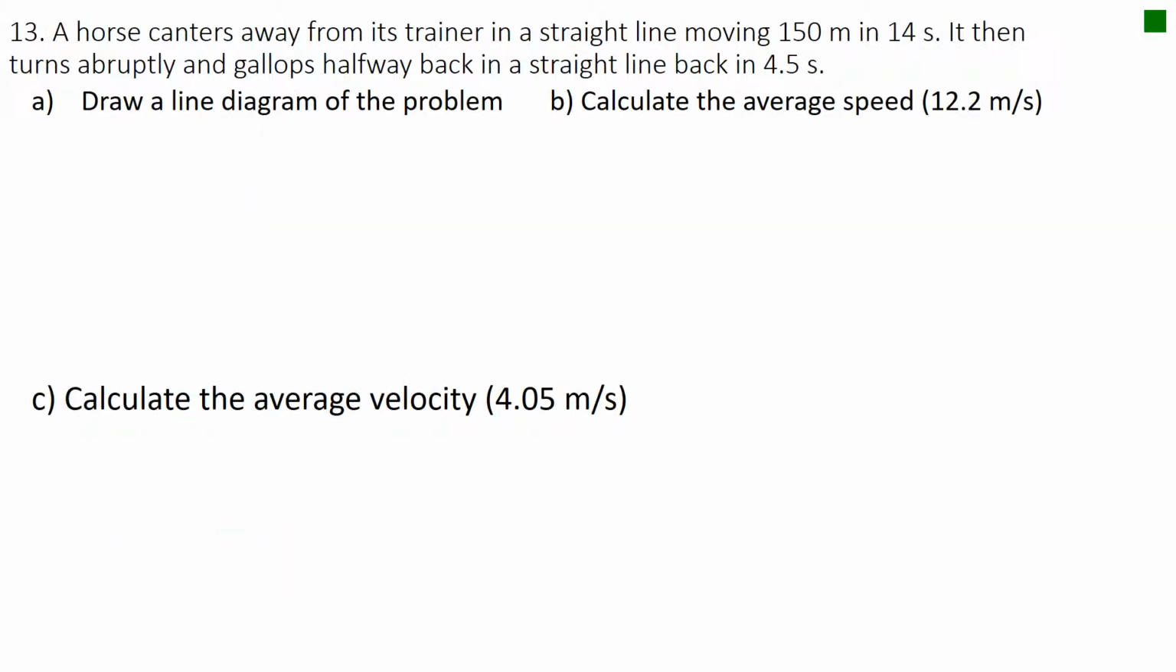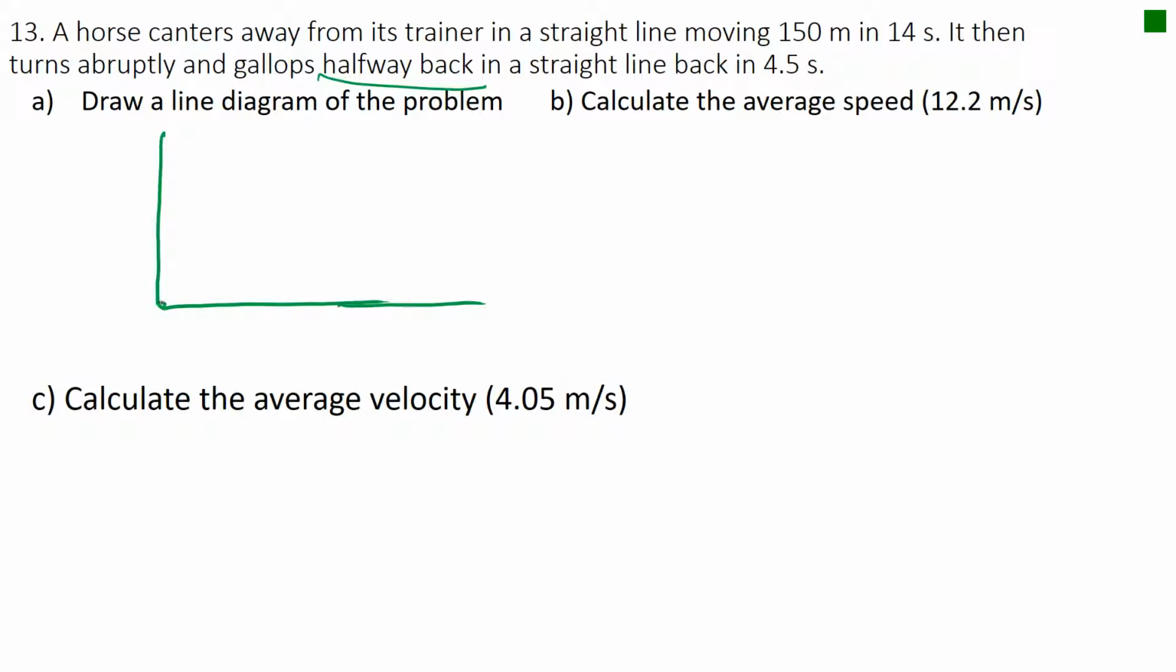All right, number 13. A horse canters away from its trainer in a straight line, moving 150 meters in 14 seconds. It then turns around abruptly and gallops halfway back in a straight line in 4.5 seconds. So it says to draw like a line diagram. Oops, that's not straight. But I'd recommend actually doing a position over time, and I wouldn't worry about scaling it or anything. This is just kind of for as like a reference for you.